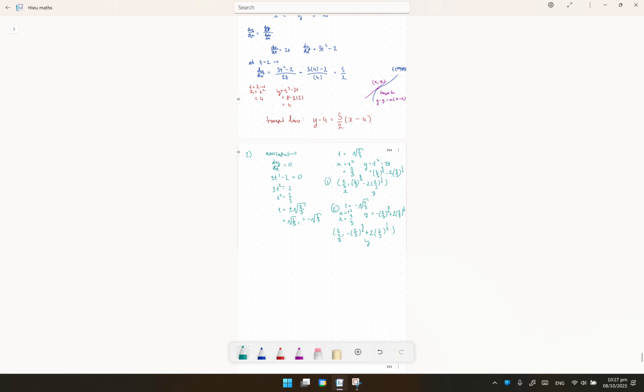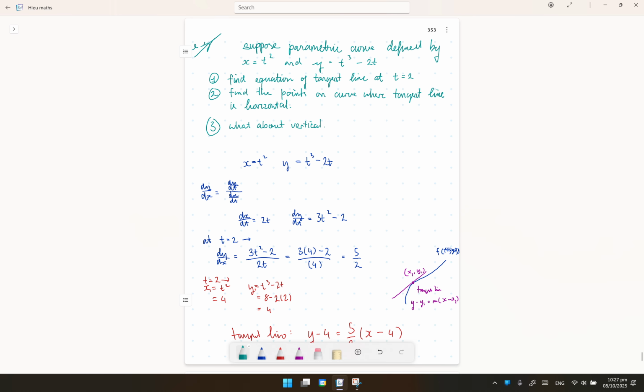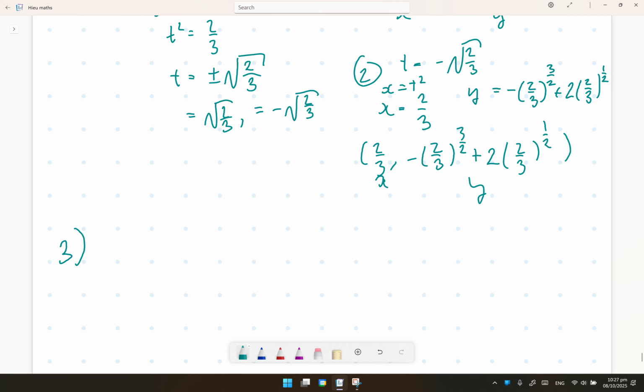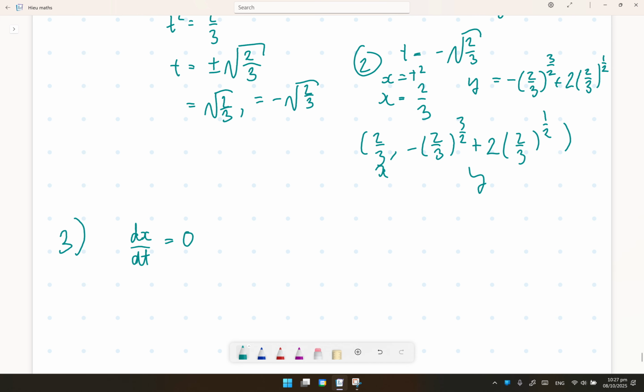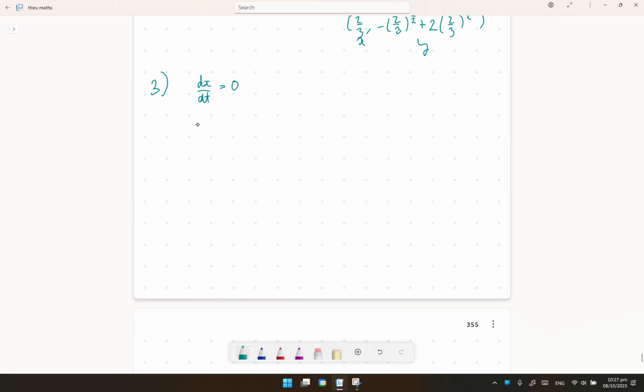So we do the same thing again, let's move on to part 3. For part 3, we do the same thing for vertical. Remember, if it's vertical, it's an infinite gradient, and infinite gradients happen when we're dividing by 0, so therefore dx over dt must be equal to 0. Dx over dt is 2t. So 2t is equal to 0, therefore t is equal to 0.